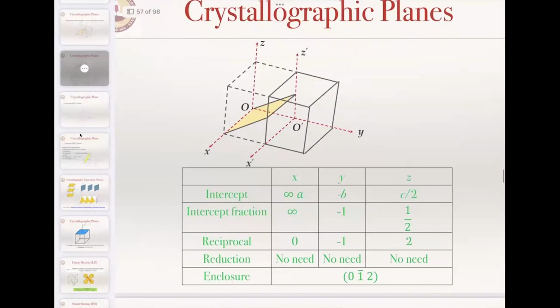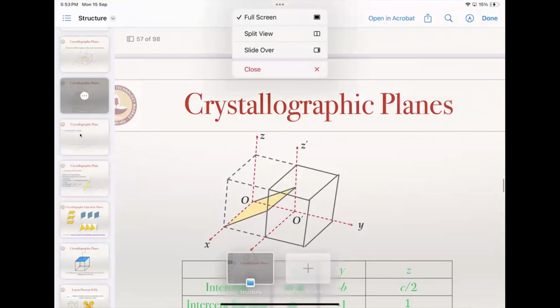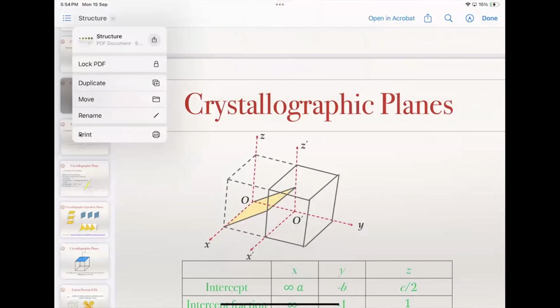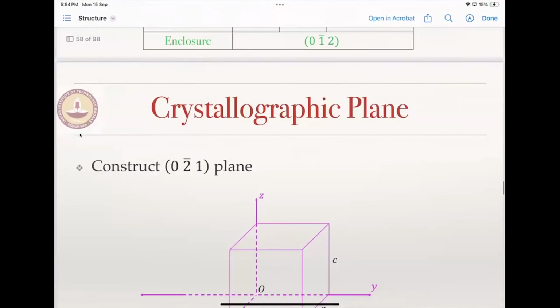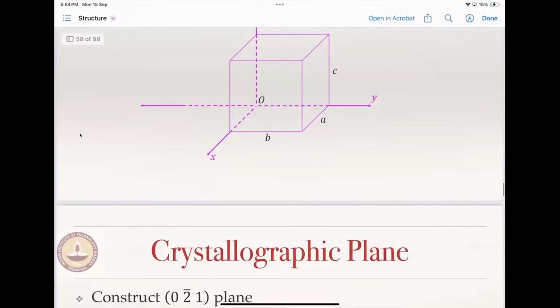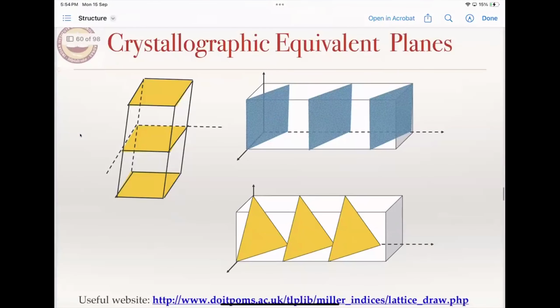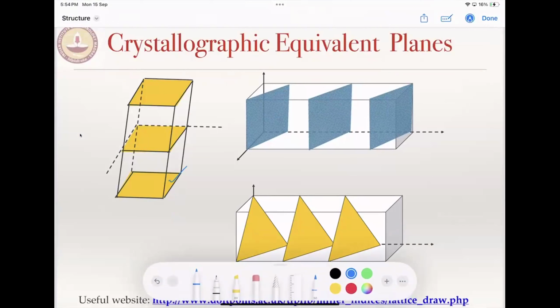So this plane we have done. 0, 2 bar 1 you have constructed. And now if you look at this one, what is the Miller index of that plane? 110. 1 minus 1. All parallel planes will have the same index. Minus 1.